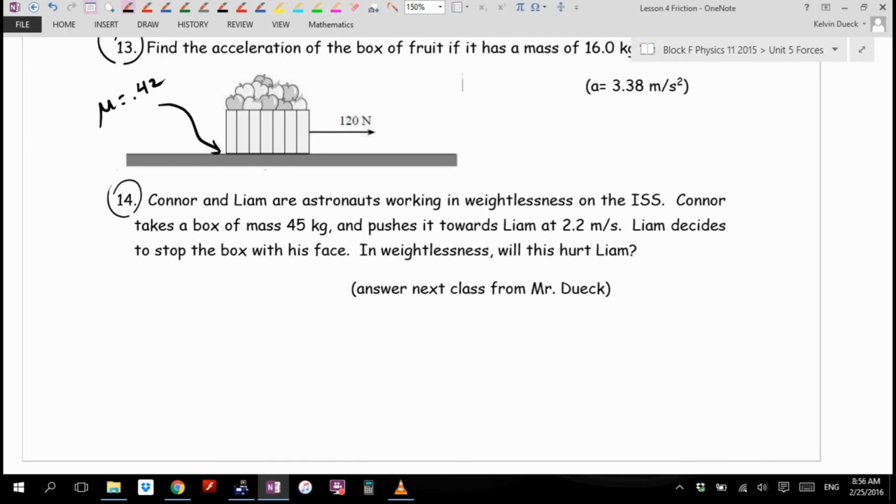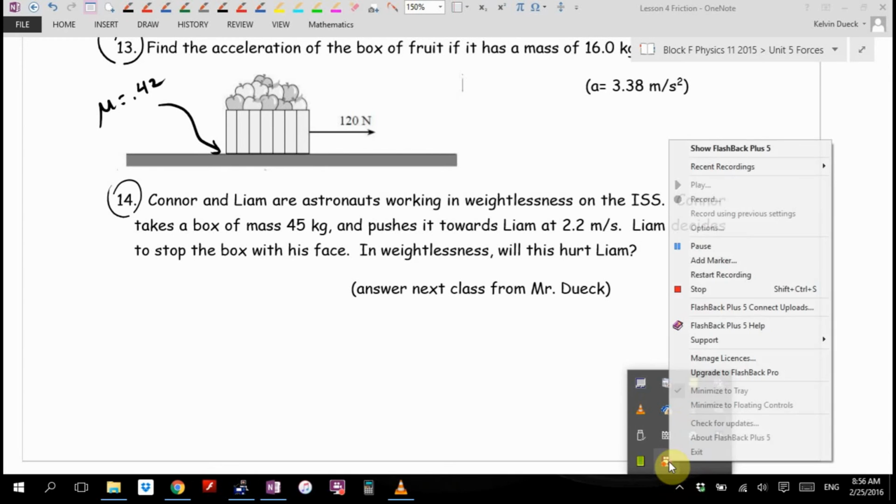Or if you really want to be poetic, if Matt and I are in 0G, could we have a boxing match? Or will the whole punching thing just not work at all? If I don't have any weight, will me hitting Matt hurt him at all? I'll let you think about that. We'll talk about it next class. Now, we are going to look at a Mythbusters video.